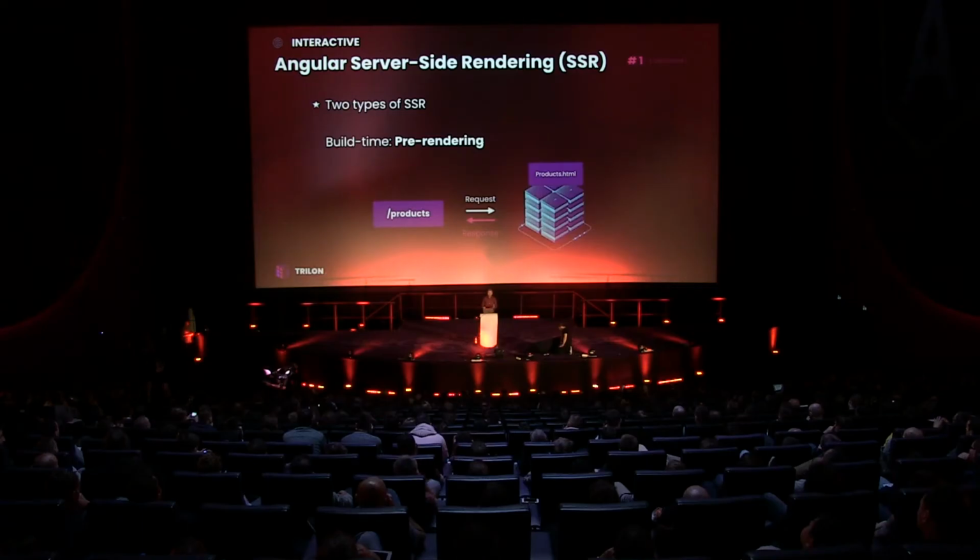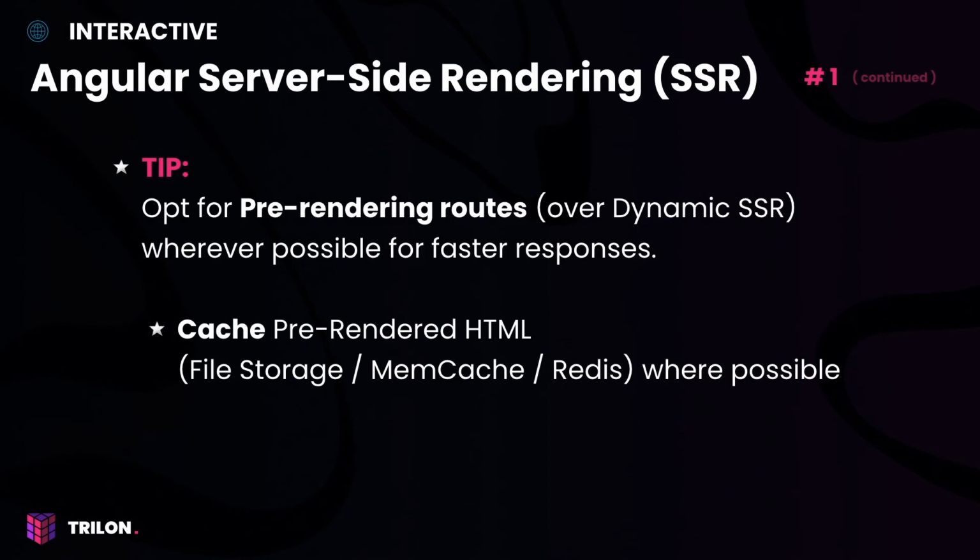Pre-rendering: when they hit that products page, if we already had it pre-rendered, this was done at build time, so they're just going to get an index or HTML file. It's going to be that much faster. So if you can opt for pre-rendering over dynamic, because you can cache that, you could use memcache, Redis, or just store the files themselves and return them back to the user.